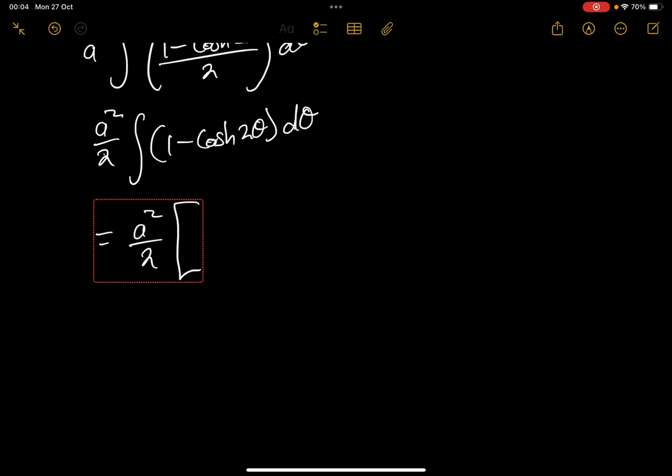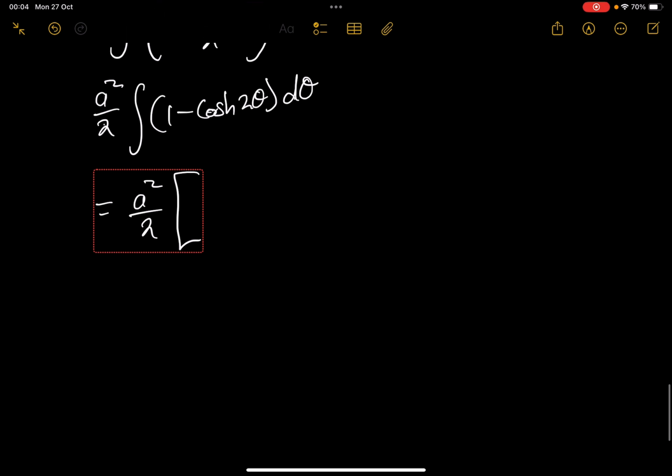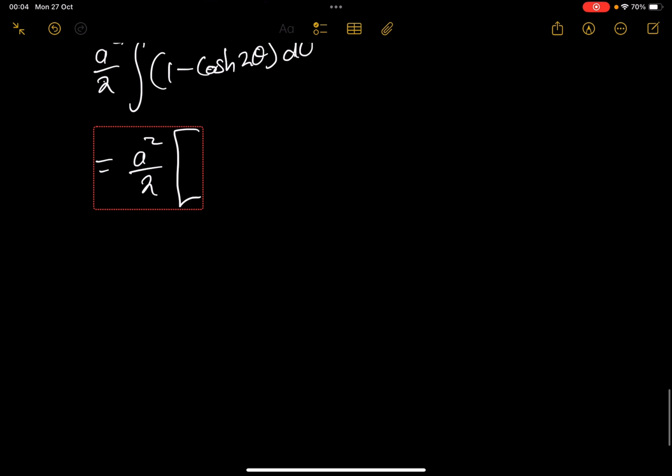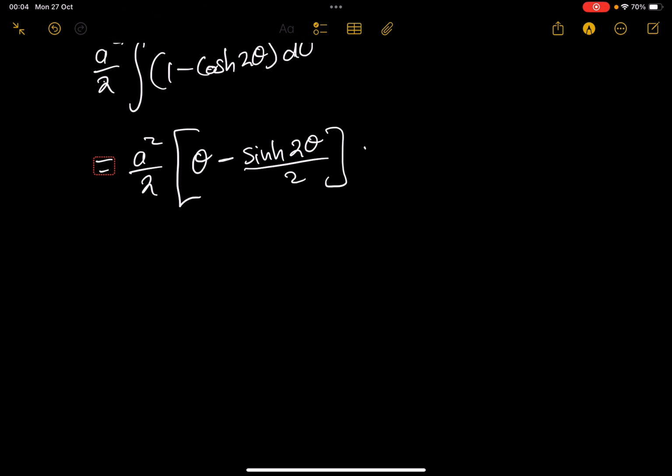So at this point, if you're integrating one, we know that it's going to be theta. And then theta minus sine 2 theta over 2 plus c, isn't it? So this is what we have, right? This is what we have.